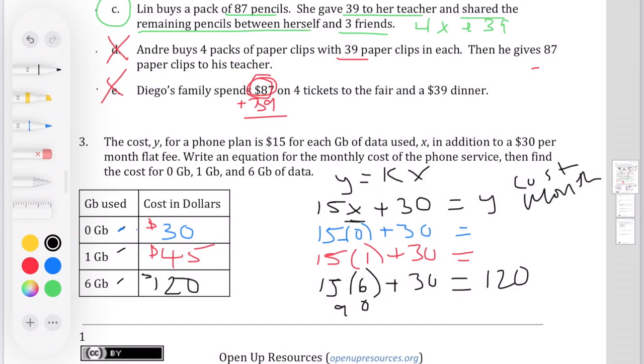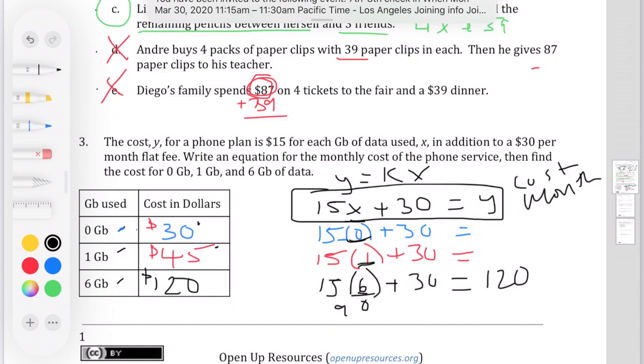So just to recap, we have our equation that we set up right here, which is 15x plus 30 equals y. And then we just substitute in the number we want to determine how much it's going to cost. So the first, we use 0 gigabytes, then we use 1 gigabyte, and then we use 6 gigabytes. For 0 gigabytes, it's only $30. 1 gigabyte, we add $15, so it's going to be $45 total. And then lastly, if we use 6 gigabytes of data, we're going to pay $120 for that month.